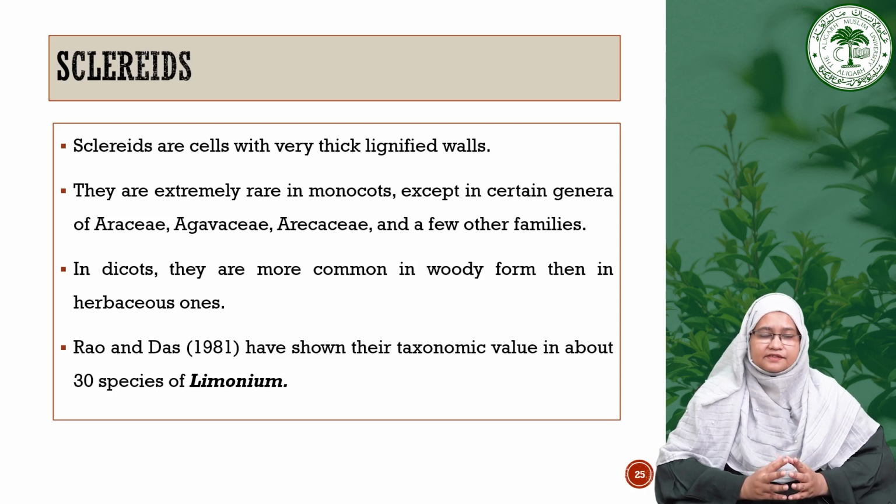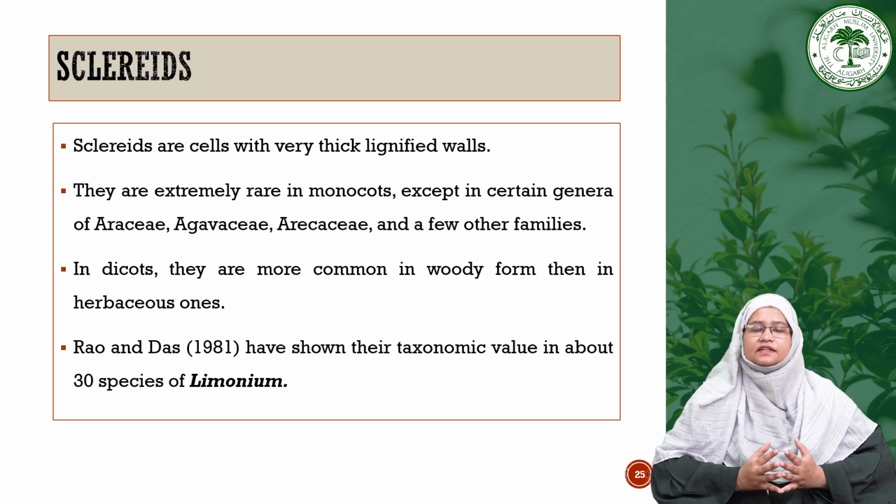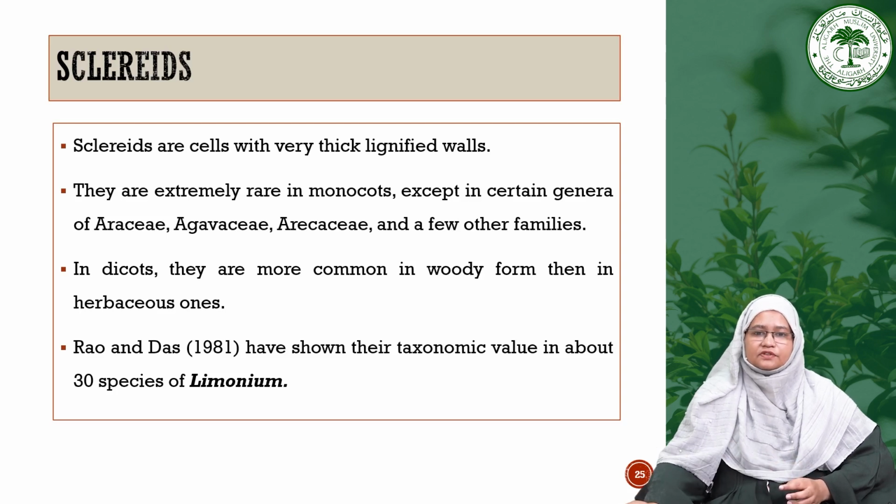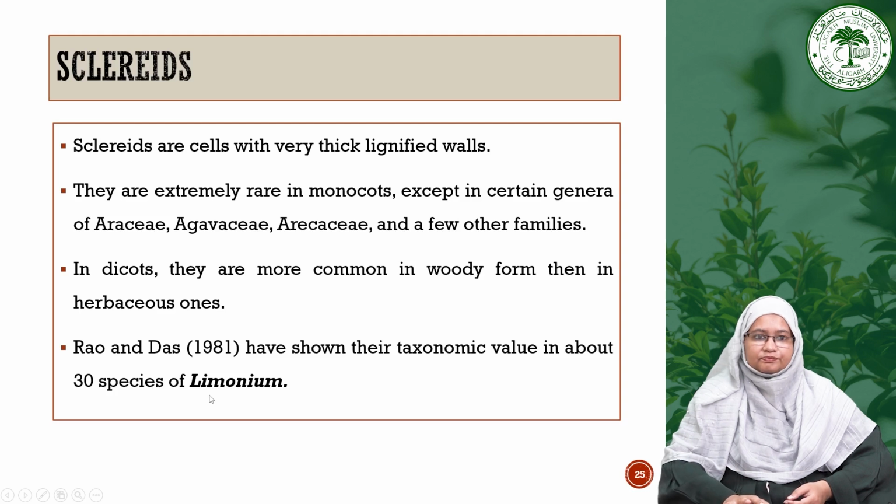The next is the sclereids. Sclereids are cells with very thick lignified walls. They are extremely rare in monocots, except in some genera of Araceae, Agavaceae, Ericaceae and a few other families. In dicots, they are more common in woody forms than in herbaceous ones. Rao and Das have shown the taxonomic value in about 30 species of Limonium.